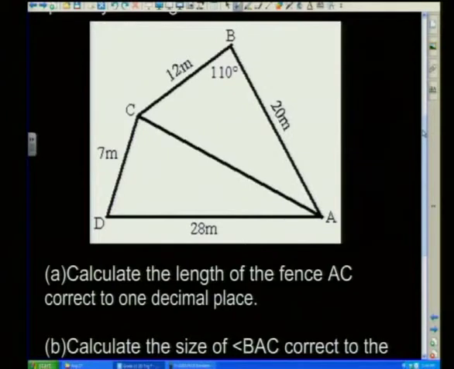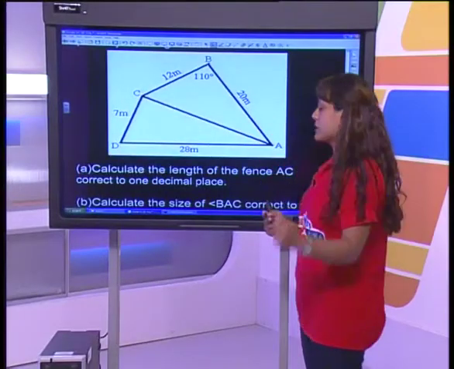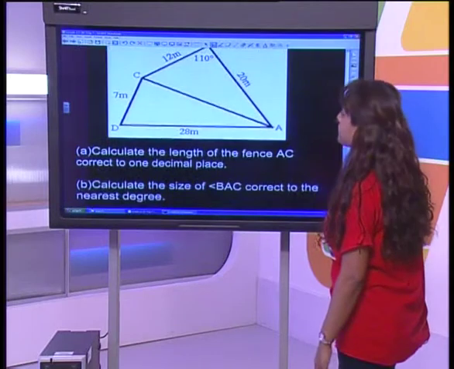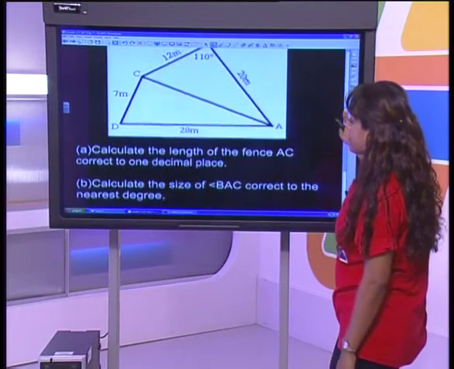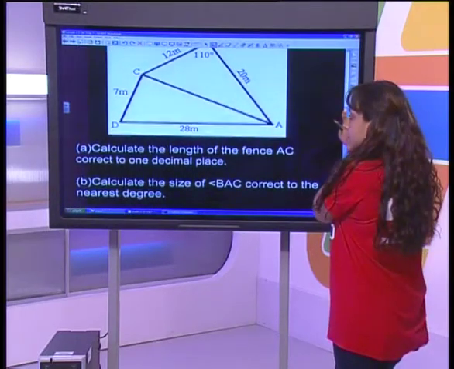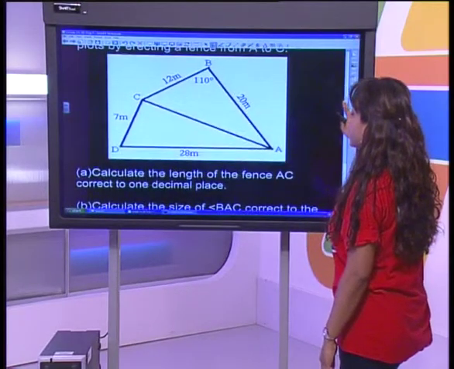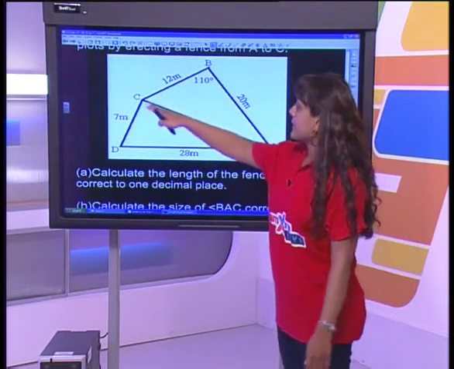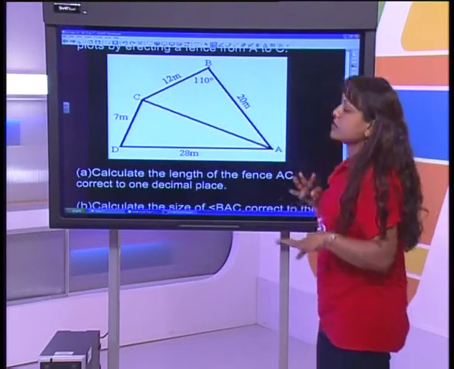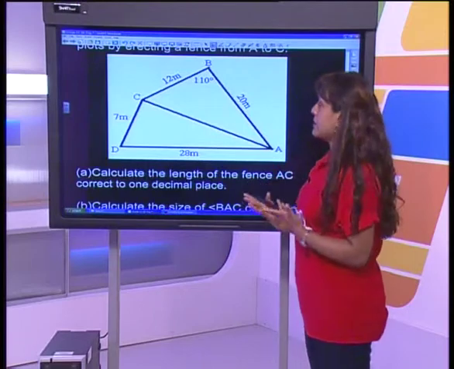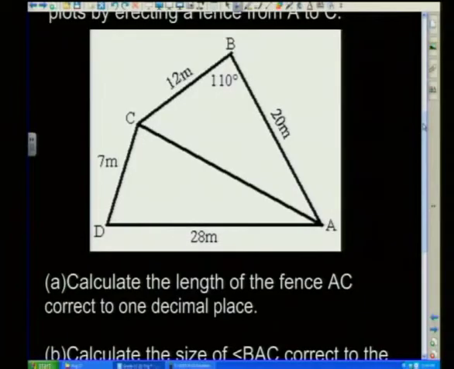We've got quite a lot of information. There's not much that we can put down at the moment just looking at what they've given us. So we have to read the first question. They say, calculate the length of the fence AC correct to 1 decimal place. So if you have a look at fence AC, it falls into two triangles. It can either be ABC or ADC. It's the joining side.